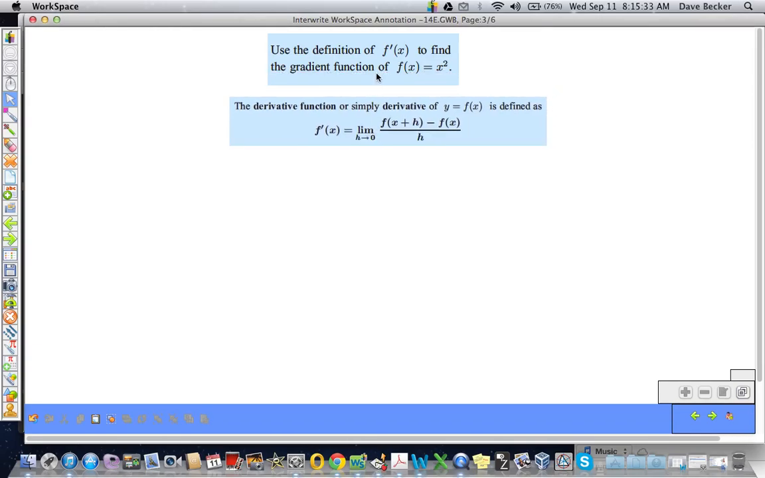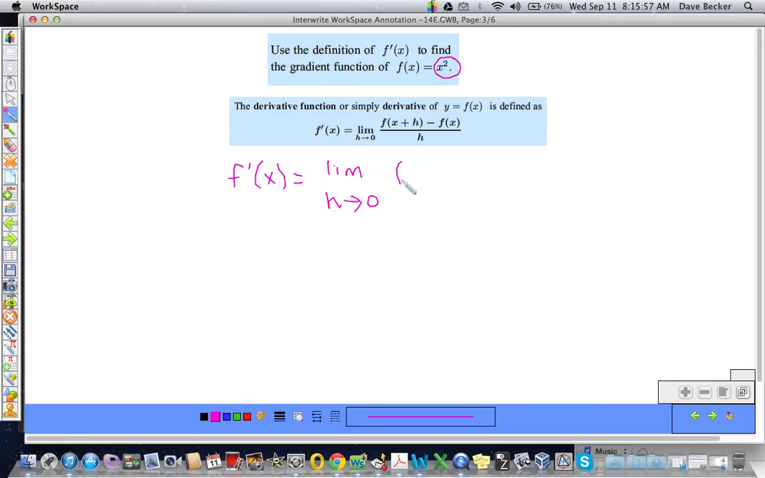Use the definition of f prime of x to find the gradient of the function f of x equals x squared. So f prime of x is equal to the limit as h approaches 0 of the function of x plus h. Well, my function is x squared, so that's going to be x plus h, the quantity squared, f of x plus h, minus f of x. Well, f of x equals x squared, so that's minus x squared all over h.